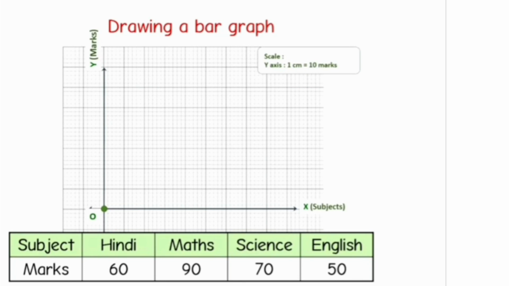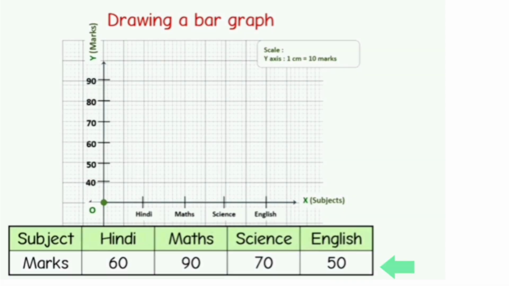Since we have to plot the marks, let us take a careful look at the marks in the table. As you can see, they are all multiples of 10 and the range is between 50 to 90. So, we have to pick a scale so that marks can be plotted properly on the y-axis. Since there are no marks below 50, we can start from 40 and go on in jumps of 10 marks for 1 centimeter. So, that is our scale. 1 centimeter is equal to 10 marks. This is our scale on the y-axis.